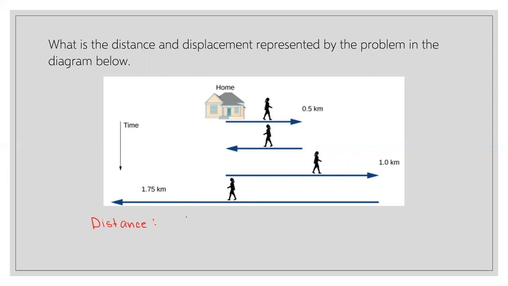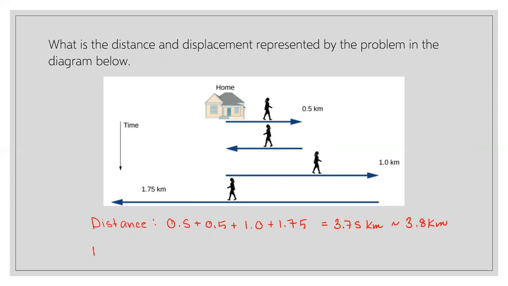It excludes direction, so we don't have to worry about any directional signs. We're going to have 0.5 plus 0.5 plus 1 kilometer plus 1.75. And the sum of the distance that they have gone is 3.75 kilometers. And if we follow our sig fig rules, we would say that's approximately 3.8 kilometers. Only because there's 1 decimal place in 2 situations, and then we have 2 decimal places here.